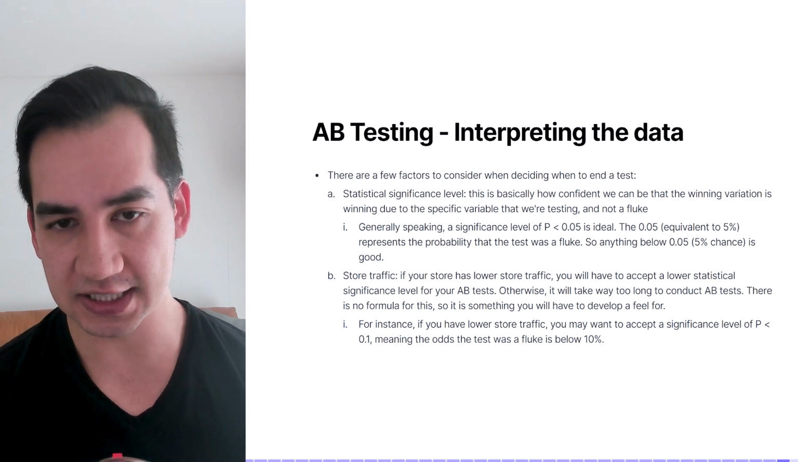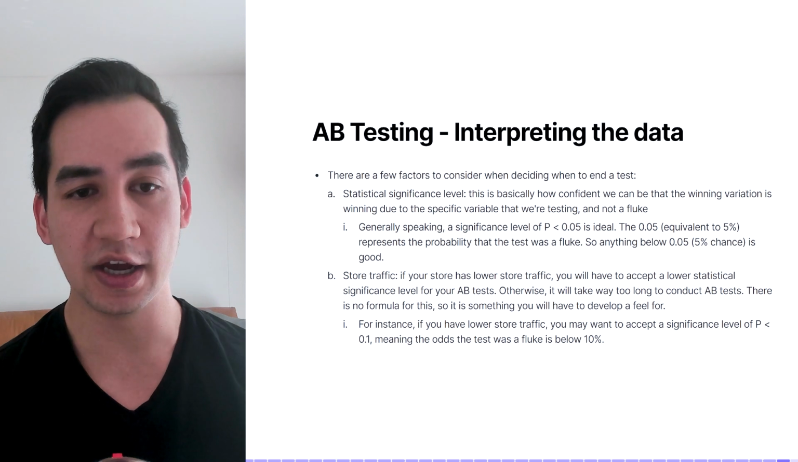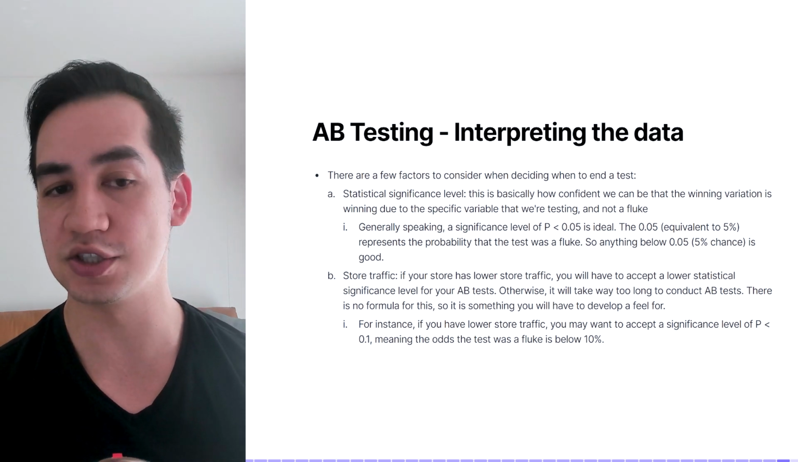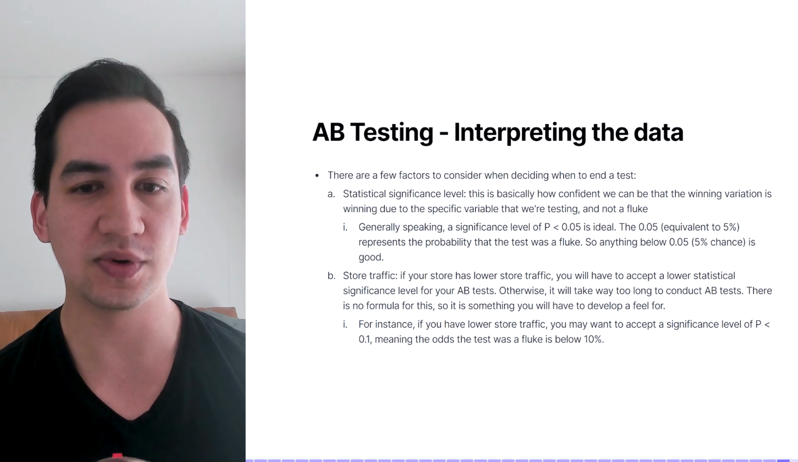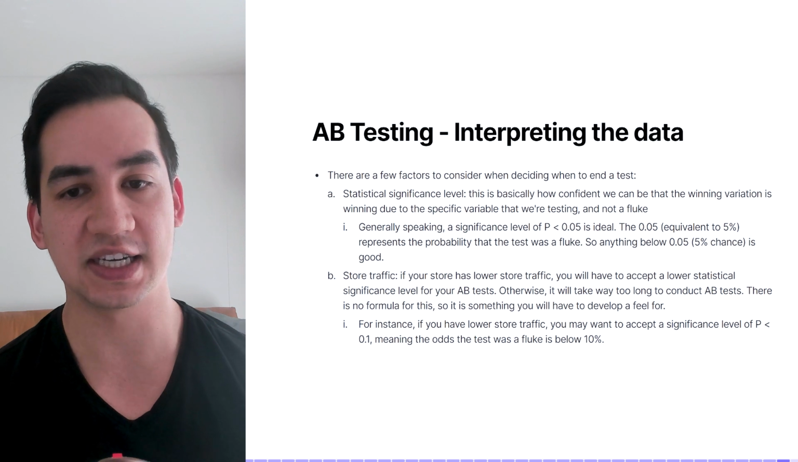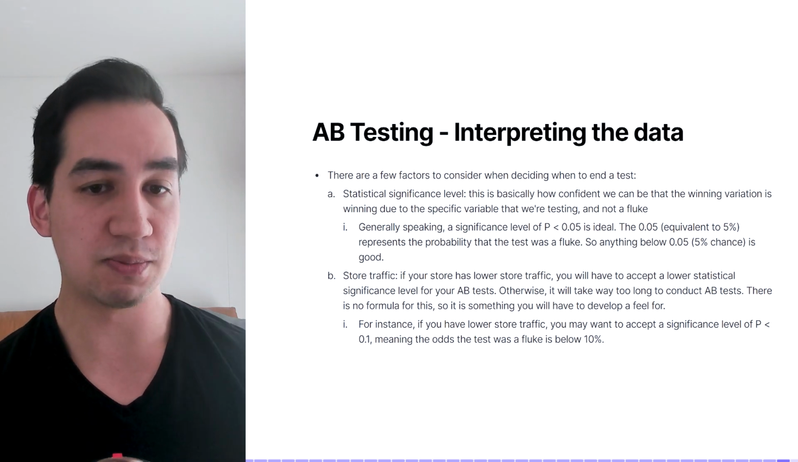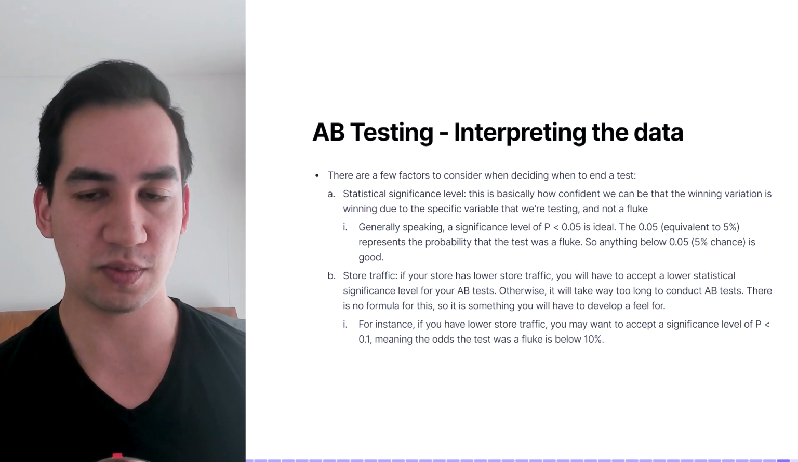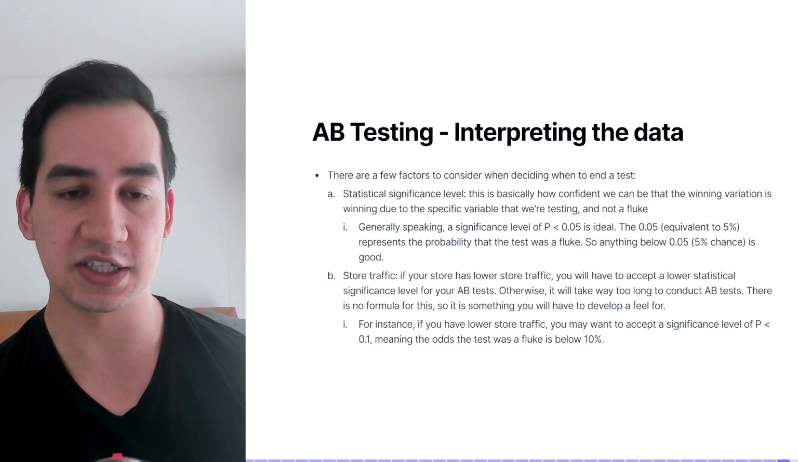Statistical significance level. This is basically how confident we are that the winning variation is winning due to the variable that we're testing and is not a fluke. Generally speaking, a significance level with a p-value of less than 0.05 is ideal. The 0.05, which is roughly equivalent to 5%, represents the probability that the test was a fluke. So anything below 0.05, or in other words a 5% chance, is considered good.